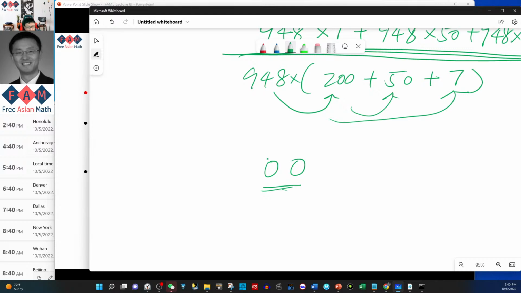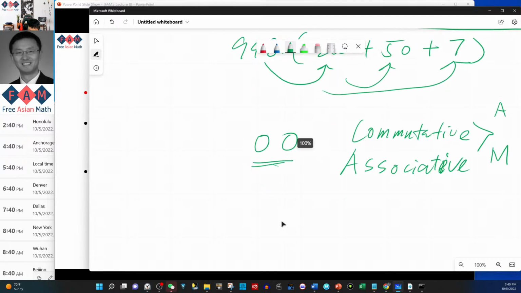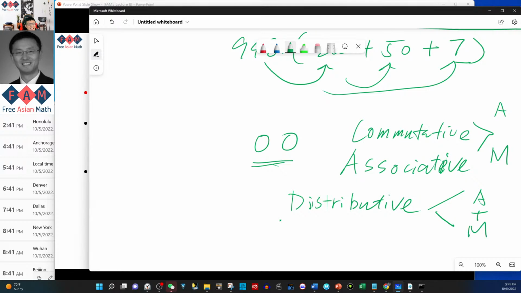So this explains why all those vertical algorithms work, because of the 3 super important laws for them. The commutative property and the associative property, and those apply to both addition and multiplication. And finally, we have the distributive property, and this applies for addition and multiplication together.